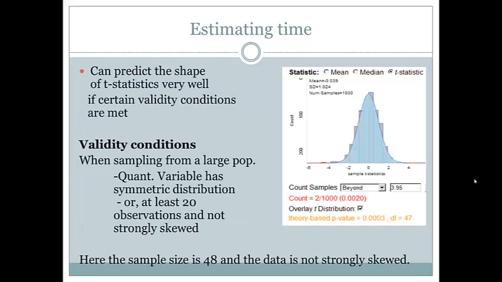So we can predict the shape of these t-statistics very well, and that's what you see in this graph here. The predicted shape of the t-statistics will take something called a t-distribution as long as certain validity conditions are met. In this case, as long as your quantitative variable has a symmetric distribution, or if you've got more than 20 observations and your data is not too strongly skewed, you'll be fine. In this case, the sample size is 48, and while there is some skewness in the estimated elapsed times, it's not strongly skewed, so our validity conditions are met.